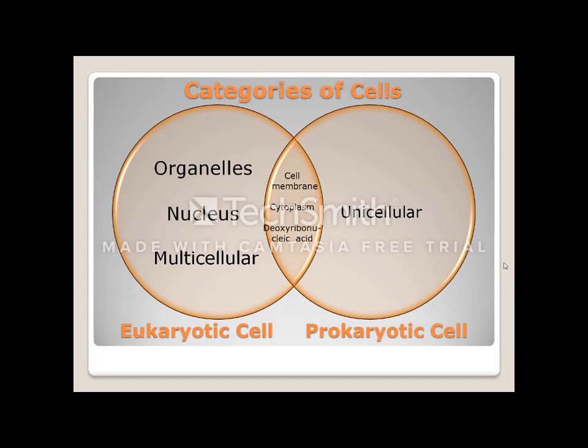You will also hear me refer to animal and plant cells as eukaryotic. Eukaryotic cells are one of two major categories of cells. Eukaryotic cells have membrane-bound organelles, they have a membrane-bound nucleus, and they form multicellular organisms. On the other hand, a prokaryotic cell is a unicellular microorganism. Both major categories of cells have a cell membrane in common. They also both contain cytoplasm, and they both contain genetic material called deoxyribonucleic acid.